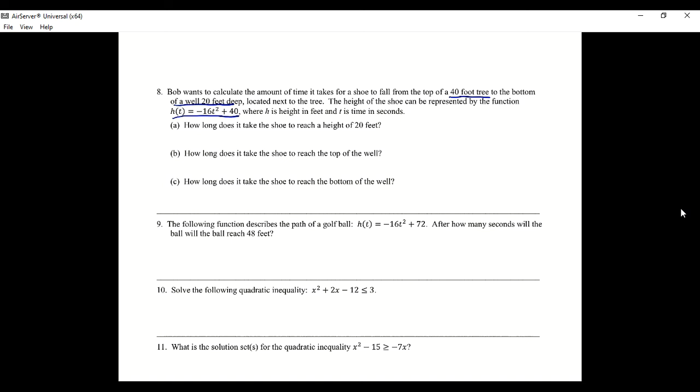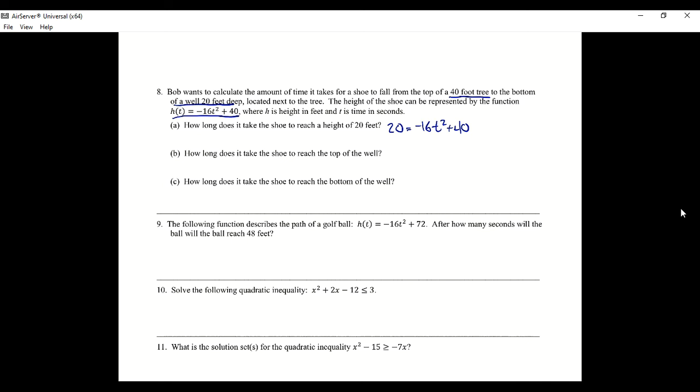So our first question: how long does it take the shoe to reach a height of 20 feet? We're simply going to set our equation equal, since this is height in terms of time, and we're solving for time: 20 equals negative 16t squared plus 40. Now, we have some tricks that we can do, and I'll explain this in a second, but we're going to set up each one of our questions.